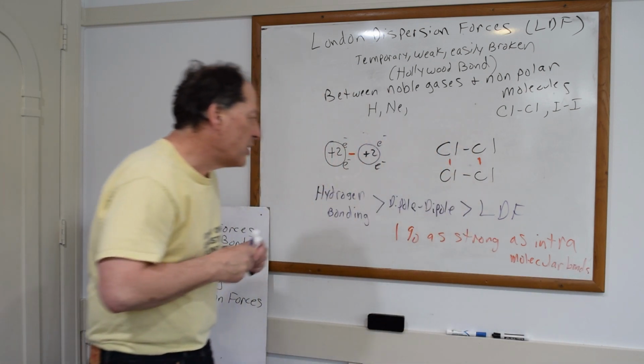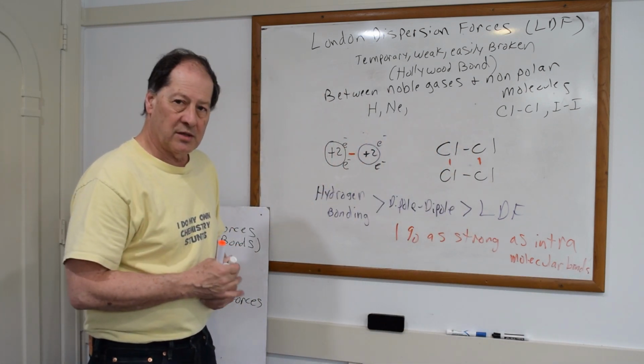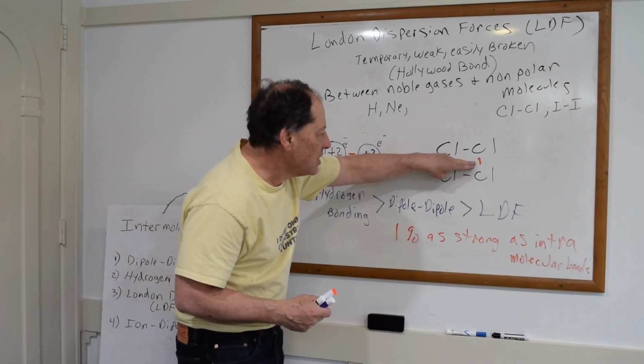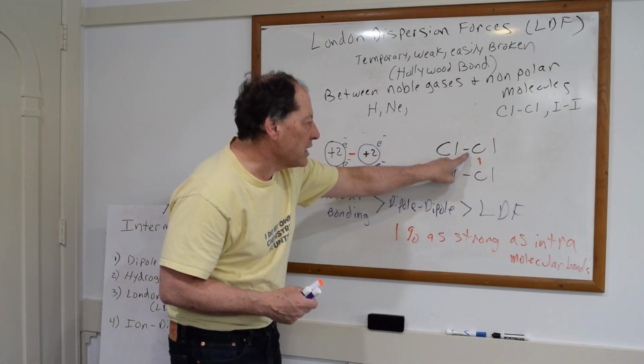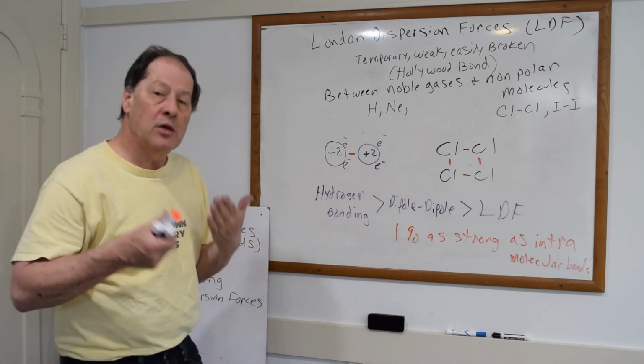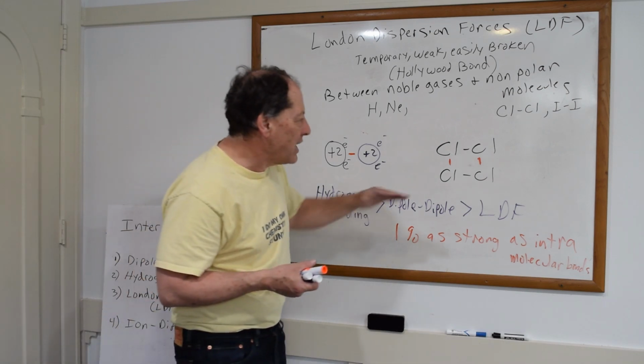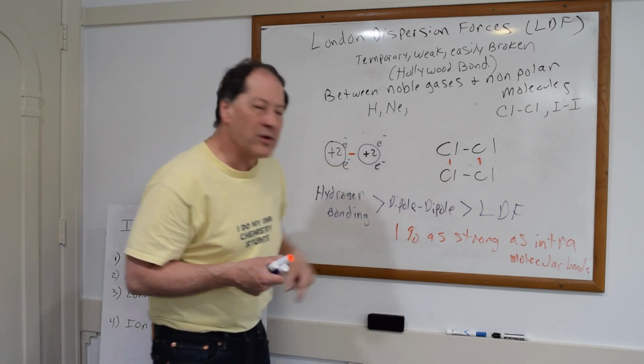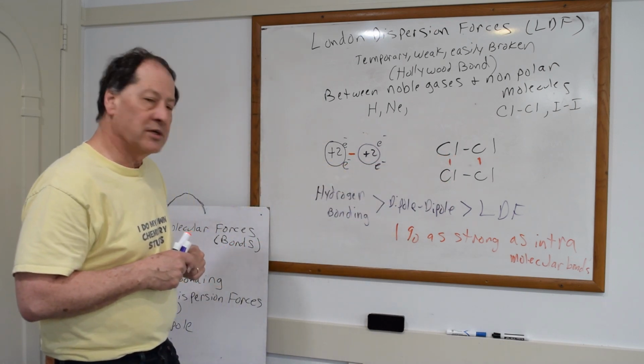Okay, so when we boil something, what we're breaking is these intermolecular bonds. We're not breaking the intramolecular bonds. So when we boil chlorine, we're turning it into a gas. So we're breaking these bonds, not the bonds within the molecule. And that's really important to understand.